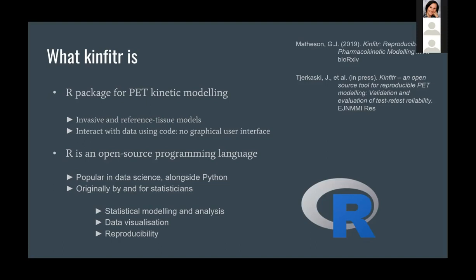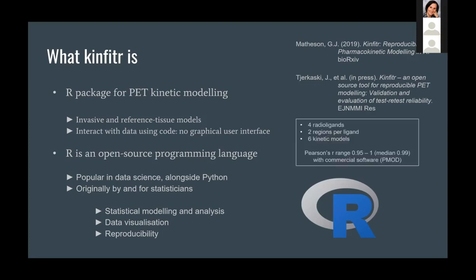There are 2 papers currently about Kinfitr. Firstly, one introducing the package and talking about some of its functions. And more recently, just accepted the other day in EJNMMI Research, is a paper where we compared it to a commercial tool. We used 4 different radioligands, 2 regions per radioligand, and 6 different kinetic models. We found Pearson's R values of between 0.95 and 1, with a median of 0.99 compared with PMOD. So we believe that it's basically ready to be run on your data.